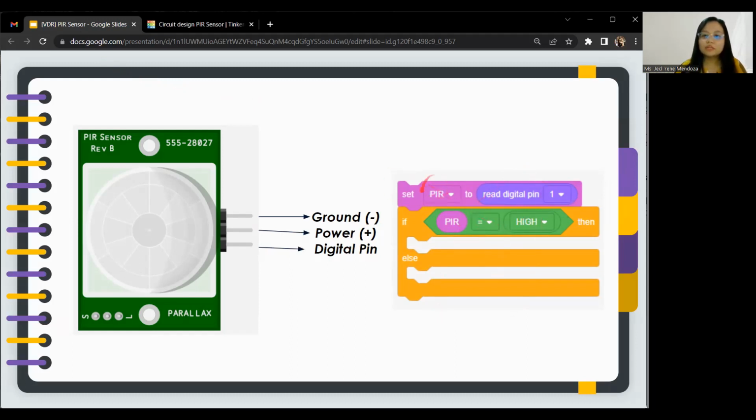So we have here the variable PIR, and then we set this to the digital pin where we're going to connect it. And then we also need an if-else condition for the circuit to know what to do if there is a movement detected and what to do if there is no movement detected. So let's go to Tinkercad.